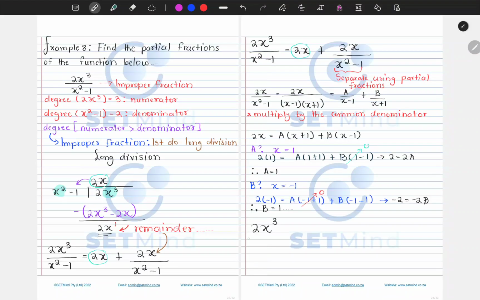So now that we have our b, we can go to the original expression and see that 2x cubed divided by x squared minus 1 is actually 2x. Then the partial fraction form we have worked on already. We found a as 1, so it will be 1 over x minus 1. And then plus, we also found b as 1, so it will be 1 over x plus 1, like this. This is the answer for question number 8. So make sure that you understand how these functions which are improper work.